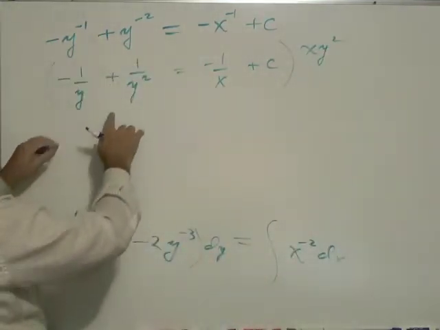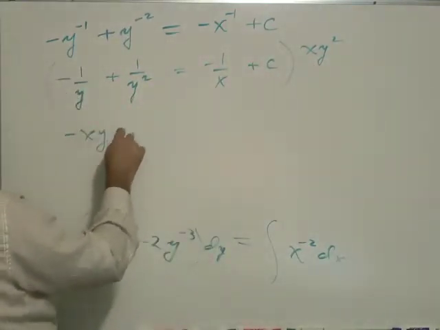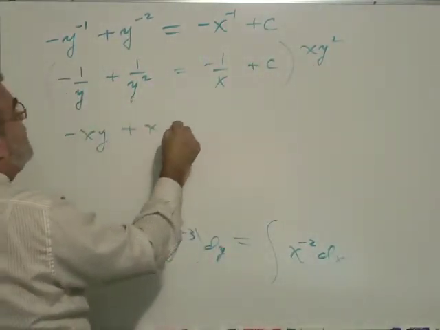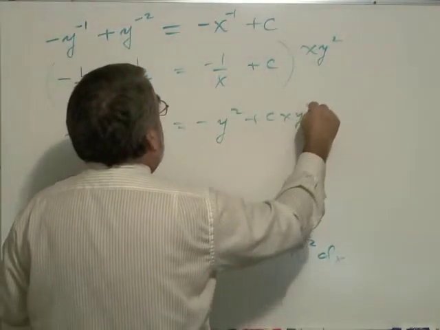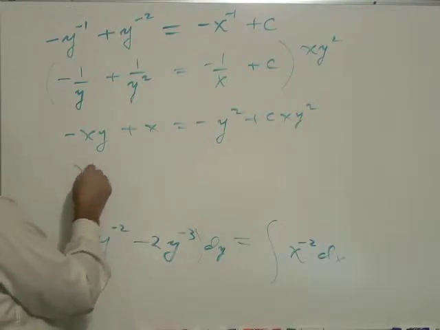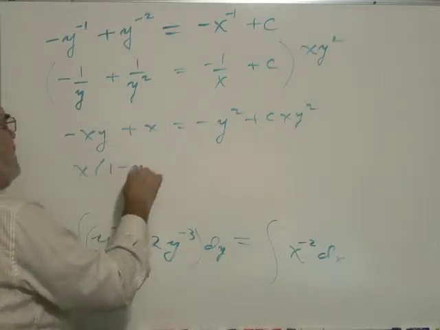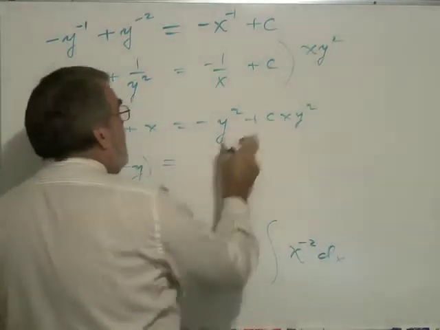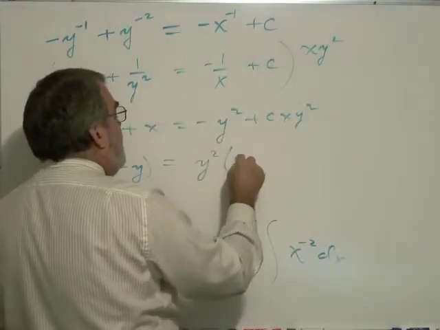In doing that, we're going to get minus xy over here, minus xy plus x equals minus y squared plus cxy squared. All right, and let's do a little factoring. I'll pull the x out, I'll have a 1 and then a minus y, 1 minus y. And here, pull the y squared out. I have cx minus 1.